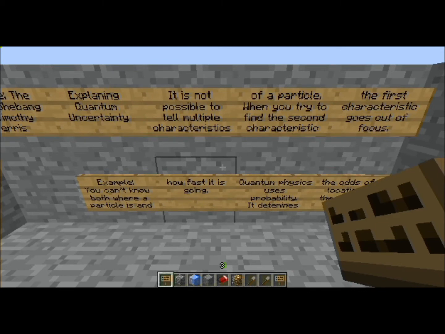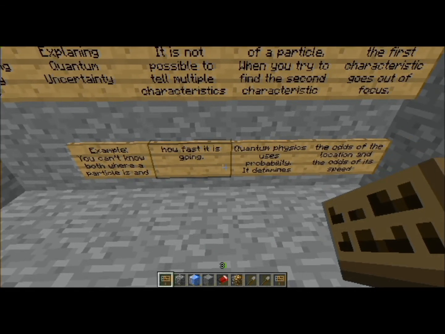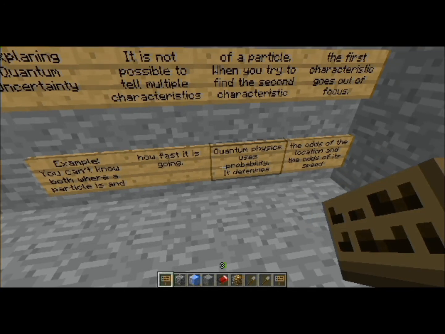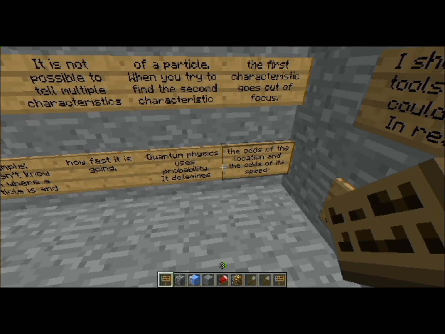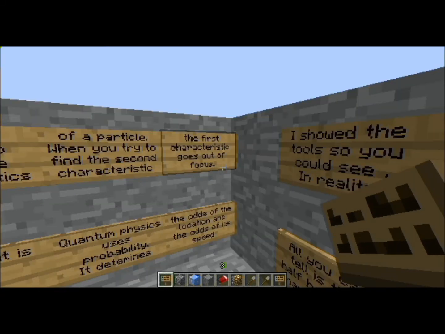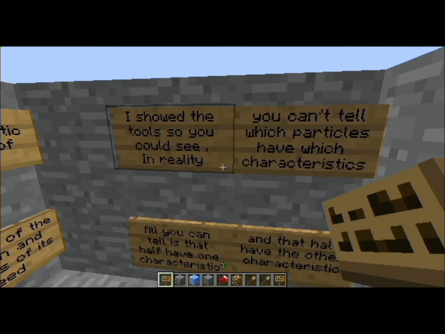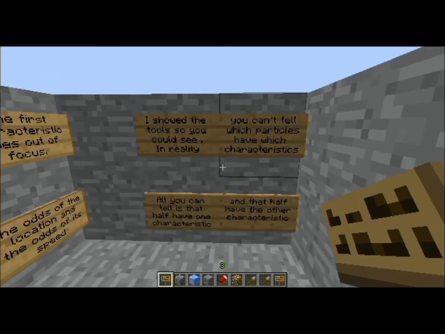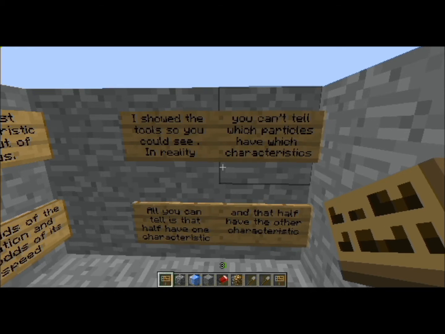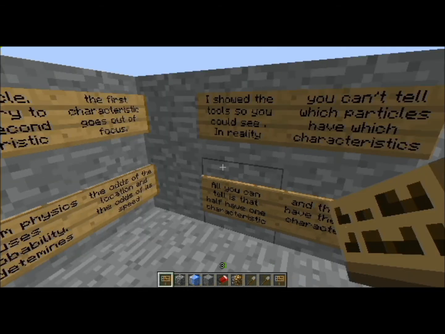For example, you can't know how fast a particle is going and where it is at the same time. Quantum physics uses this information as a probability, and it determines the odds of the location and the odds of the speed. Now, you can't really say where a particle is and how fast it is moving. In this video, I showed the tools so you could see, but in reality, you can't tell which particles have which characteristics. All you can tell is that half have one characteristic and half have the other. Now, it gets fuzzy from here and sort of complicated.